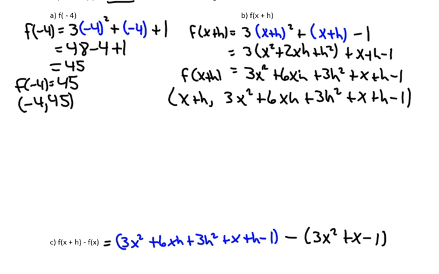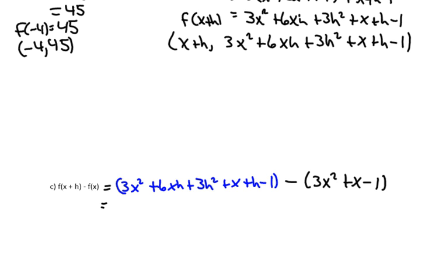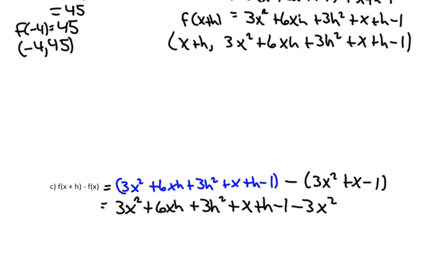Now, for this next step, I will distribute the negative, and I'm going to drop the parentheses. And we're going to distribute the negative to every single term. Okay. Now, what ends up happening here? Terms subtract out. Please don't use canceling. I do not like the word canceling because I don't know what that means. But we are subtracting out terms. And what are we left with? 6xh plus 3h squared plus h.